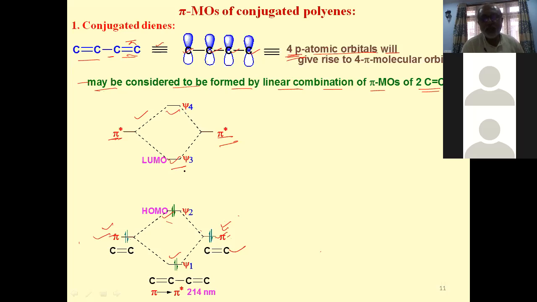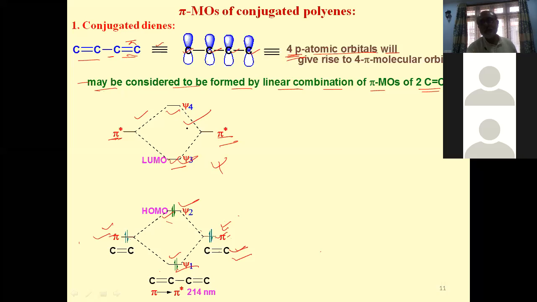Now I am not using the terms pi and pi star. Now we will be shifting to the term psi. Also we can call it pi, it doesn't matter. So we have got now a total of four pi molecular orbitals, termed psi 1, psi 2, psi 3, psi 4. These 4 pi molecular orbitals in conjugated 1,3-butadiene are psi 1, psi 2, psi 3, psi 4.